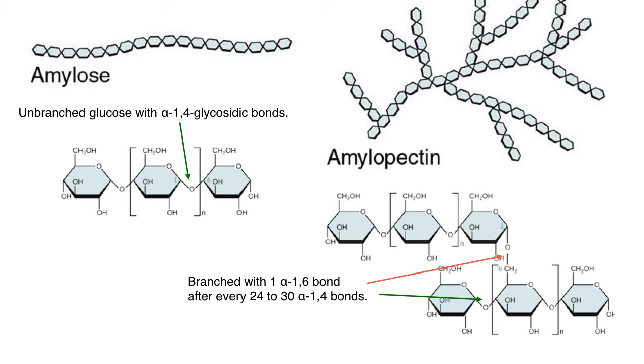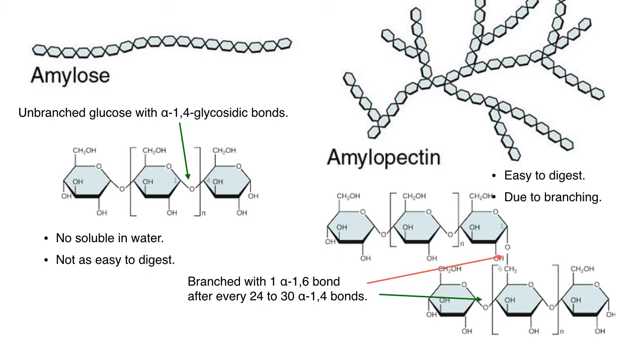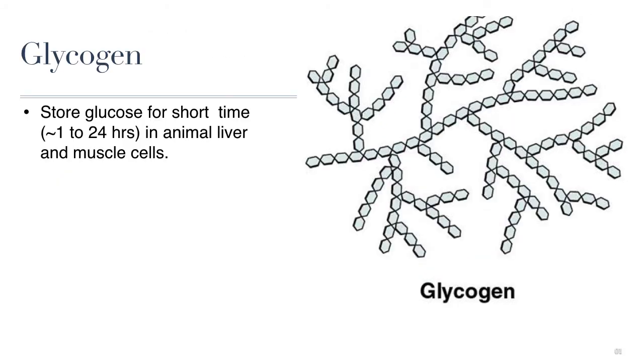Amylose forms a structure that is not soluble in water, and it is not easy to digest. Amylopectin, on the other hand, is soluble in water and is easy to digest. And these properties are due to the branching that is found in the molecule. So starch molecules are formed in plant cells so that plant cells can access extra glucose molecules whenever they need energy. But what about animal cells? Can we store glucose that way?